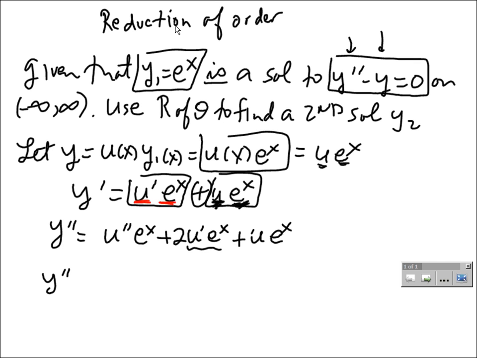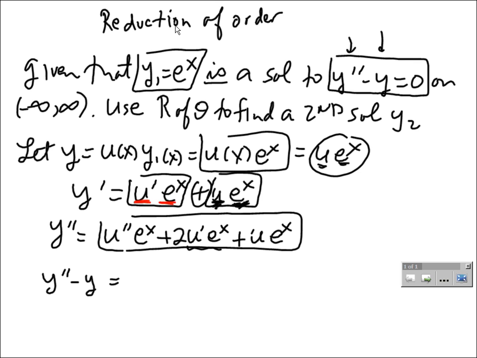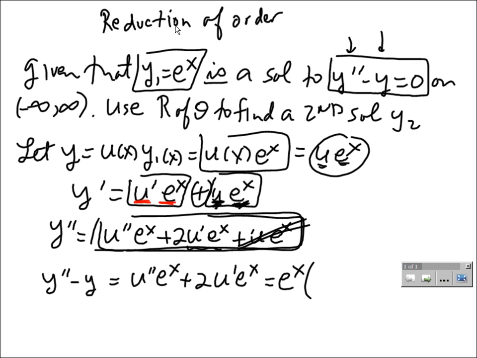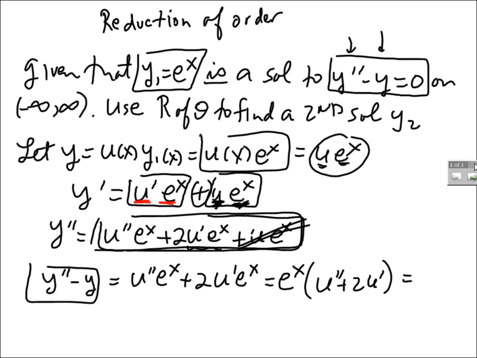Now, what is y double prime minus y? Take away that. Well, I have this, and I want to take away u e to the x. Okay, fine. So I have u double prime e to the x plus 2u prime e to the x. In fact, I can factor out the e to the x. And I have u double prime plus 2u prime. And we know that this equals 0. And after all, that was our differential equation. So this times that equals 0.